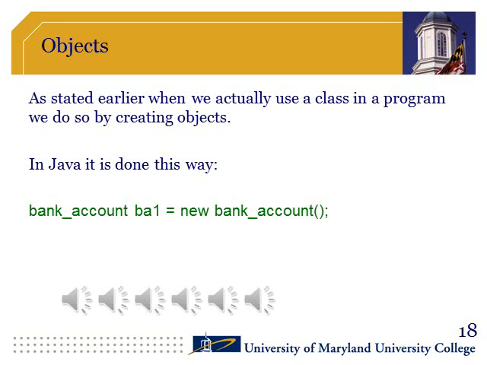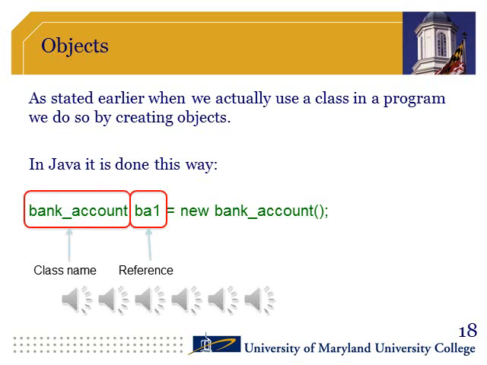As stated earlier, when we actually use a class in a program, we do so by creating objects. In Java it is done this way. First we need a reference for our object. In this case our reference is BA1. This is how we will access our object. We need to tell the Java compiler what type of reference this is. This is the name of the class. We need to instruct Java to create a new object. This new object will be of type BankAccount.